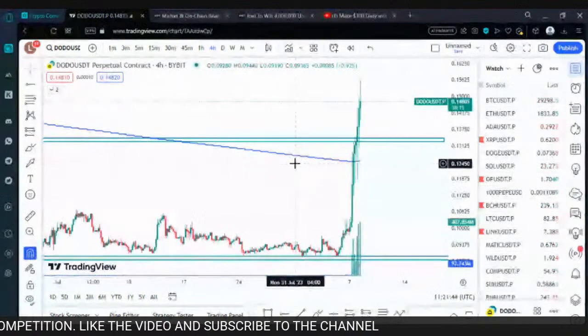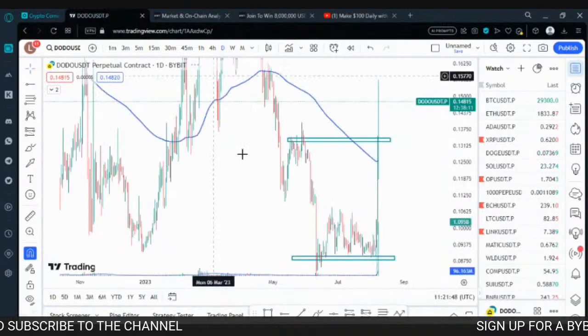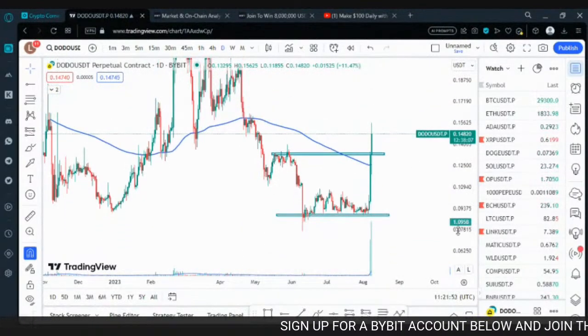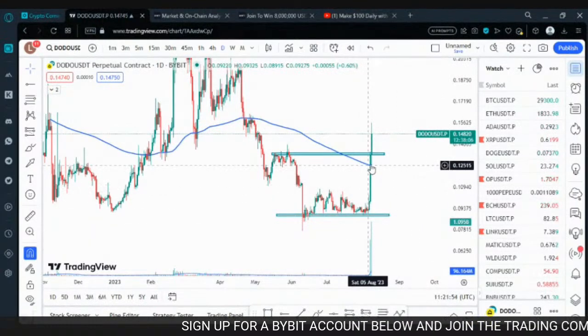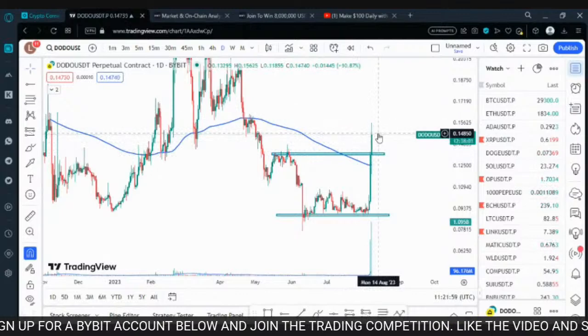Currently, we are above all the levels. Okay, so we're looking at this area as a resistance, but we broke that area. We broke above the 200-day moving average. We broke above this area, and currently we are sitting up there.